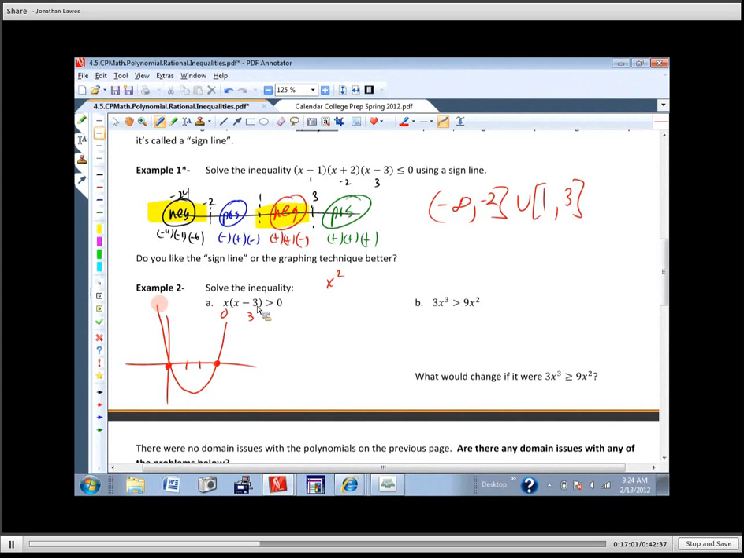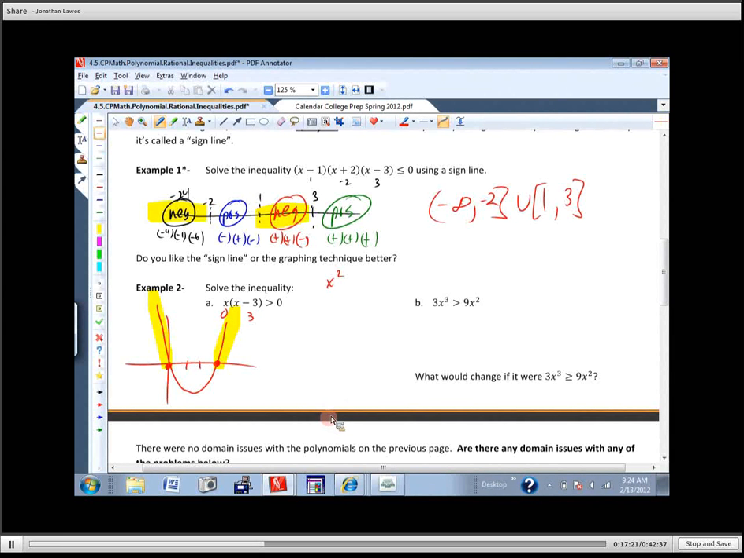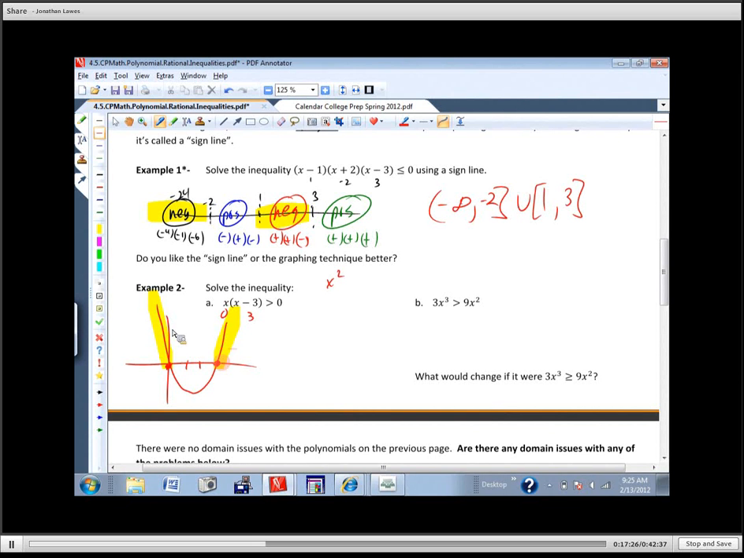It's just where is this greater than 0? What does that mean on the graph? What part of the graph are we looking for? The part that is positive, or a better way to describe it would be above the x-axis. So we want this part and this part. So, where is this above and where is this above? This is above from negative infinity all the way up until 0 and starting over at 3 and going to infinity. Okay, so those are the answers.